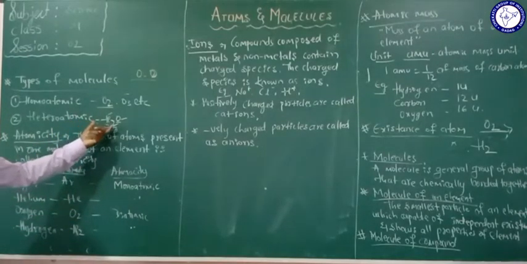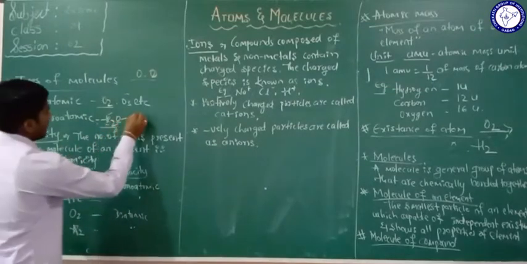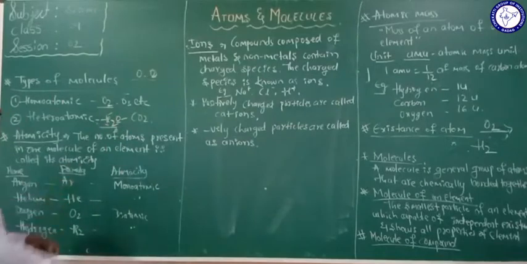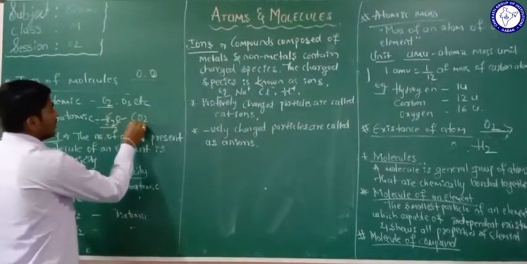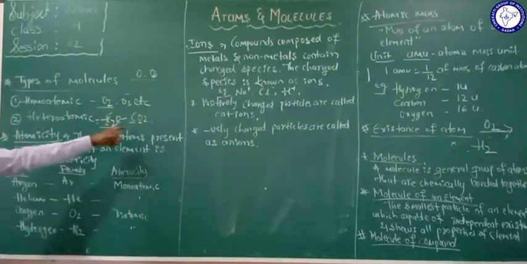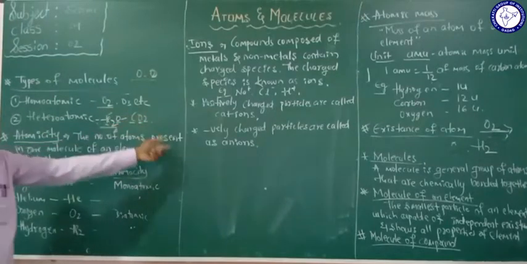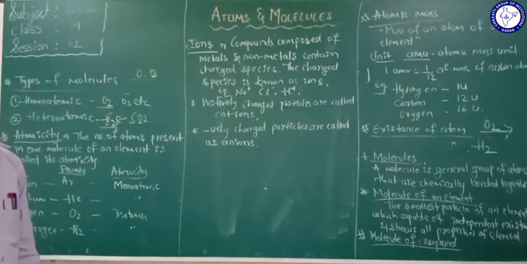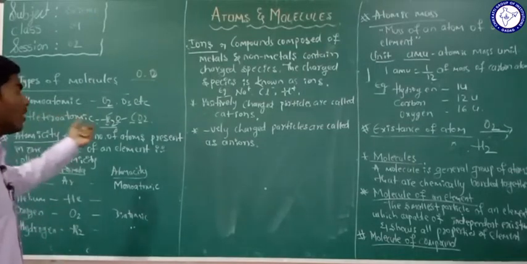I am considering water as an example. Another example is CO2, the carbon dioxide molecule. Here also it is a heteroatomic molecule because two types of atoms are present: one is carbon, another one is oxygen. So if the molecule contains different types of atoms, then that molecule is called a heteroatomic molecule.